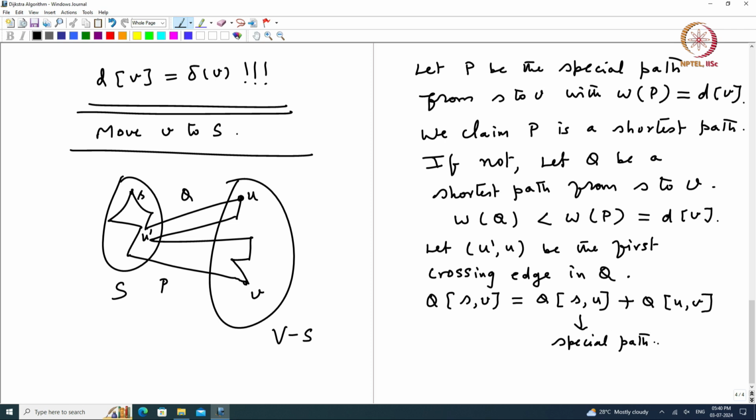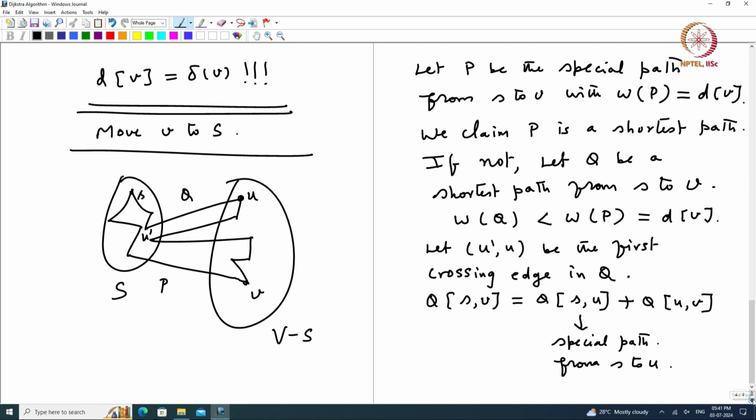Why is this a special path? This is the first crossing edge. Before that, all the edges are in S. That means all the vertices are in S. Therefore, the part of Q from S to U is a special path. That may not be the minimum weight special path, but that is a special path. This is a special path from S to U.